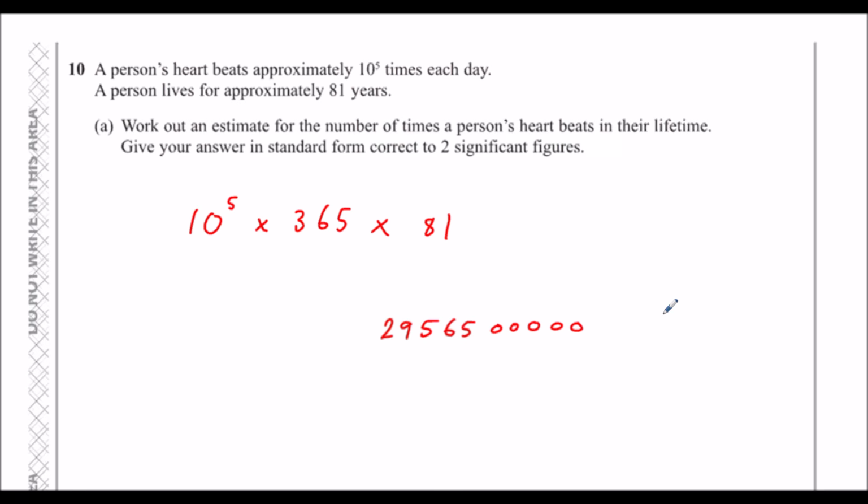So give it your answer in standard form, correct to 2 significant figures. So 1, 2, the next number is 5, so it's going to round up. So it's going to be this, correct to 2 significant figures. And what number is that? So 6 zeros is a million. It's 3 billion. 3 times 10 to the power of 9.